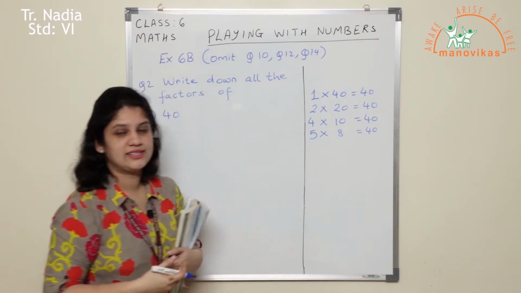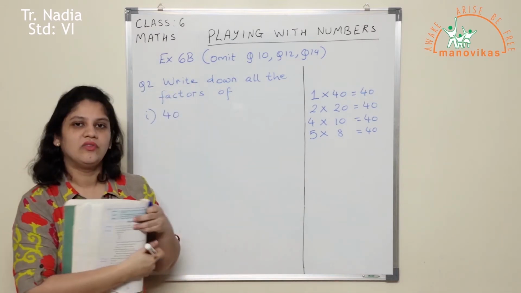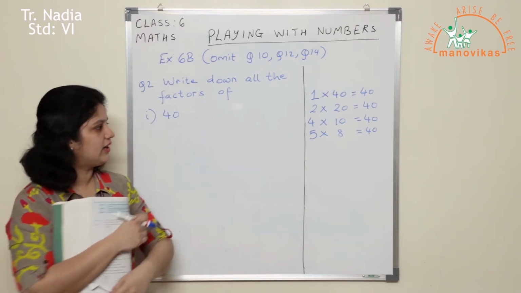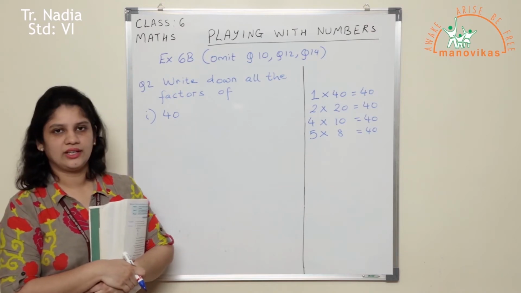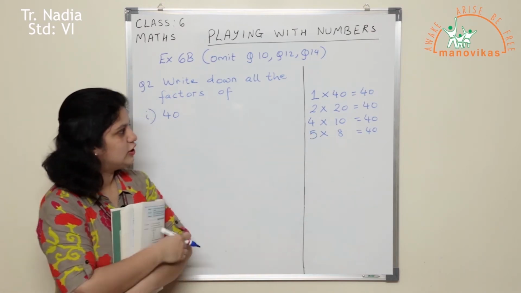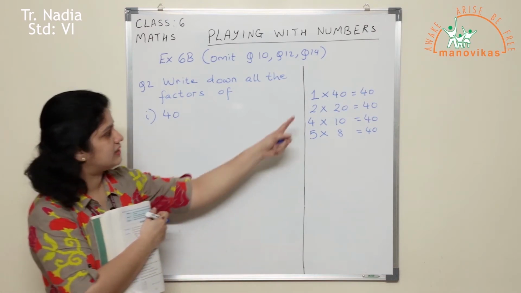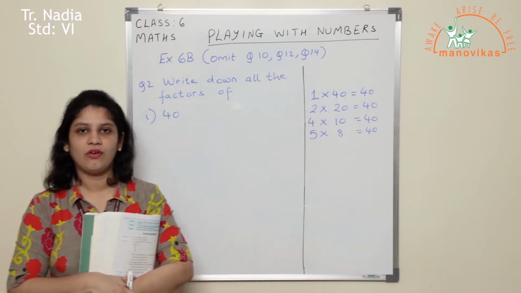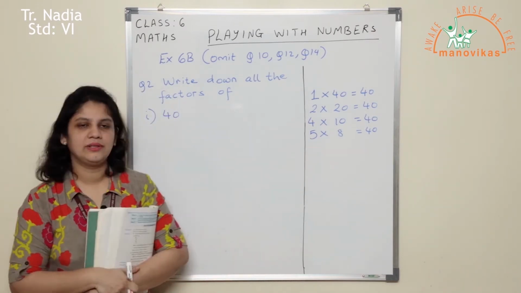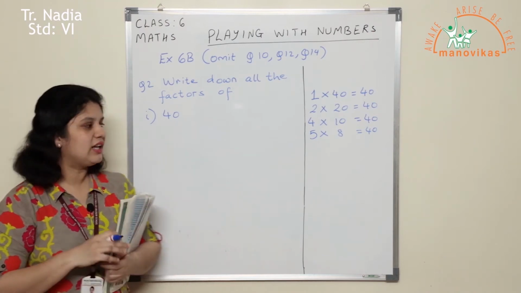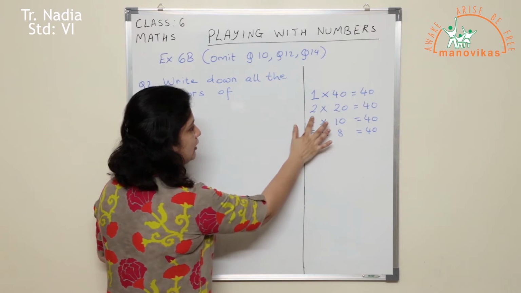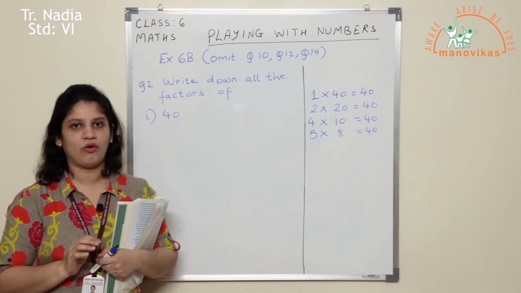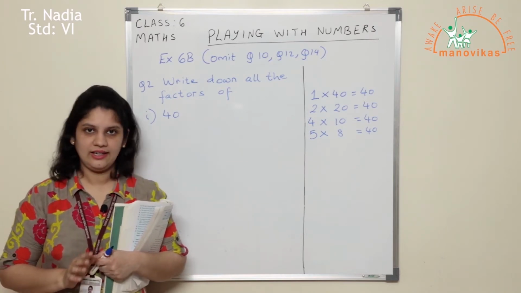6 table we don't have 40. 7 table we don't have 40. 8 table we do get 40, but it is already done here. 5 8s are 40 and 8 5s are 40. It is already covered over there. 9 table also we do not get, and 10 table is already covered. So can you all think of any other table besides 1, 2, 4, 10, 5 and 8 table where 40 comes? No. So these are all the tables in which we get the number 40. In other words, these numbers 1, 2, 4, 10, 5, 8, these are the numbers which can divide 40 completely without leaving any remainder.